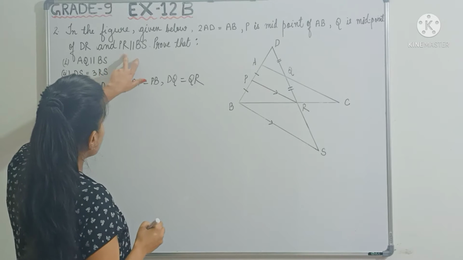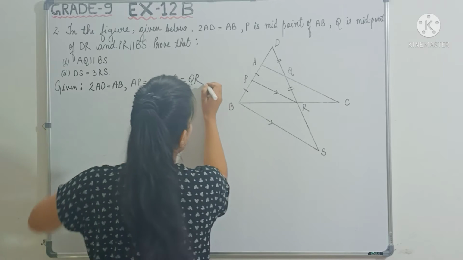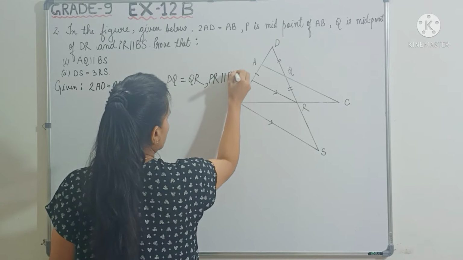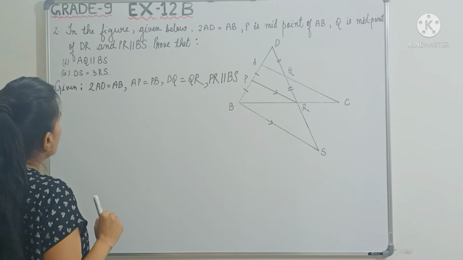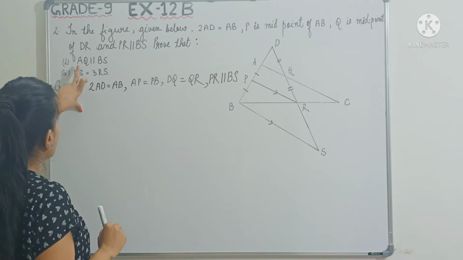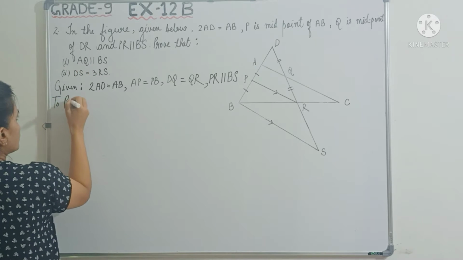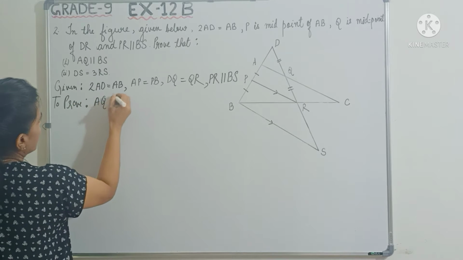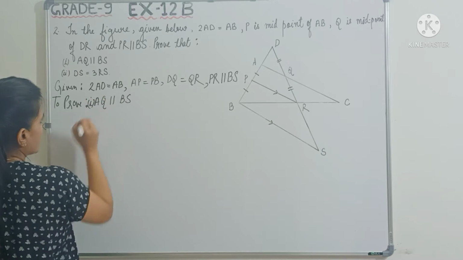And PR is parallel to BS. So only this much is given in the question. And what do we have to prove? We have to prove that AQ is parallel to BS. This is the first part which we have to prove.